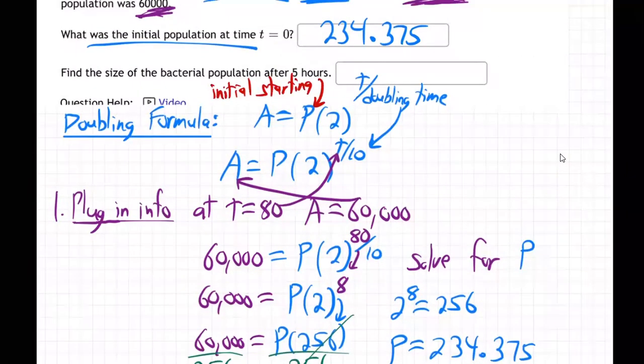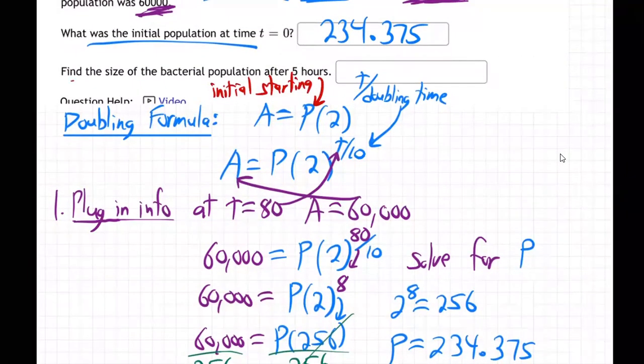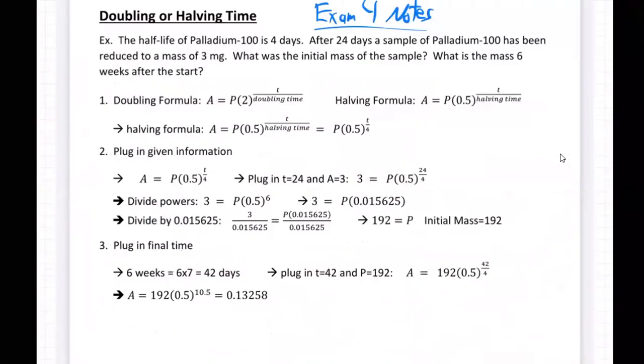Okay, next question. It says, find the size of the bacterial population after 5 hours. If you look at the notes, I basically say, step 1, get the formula.